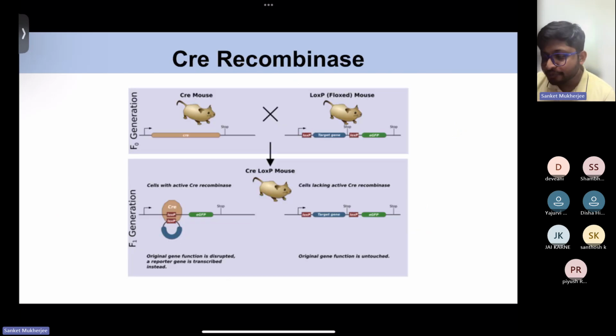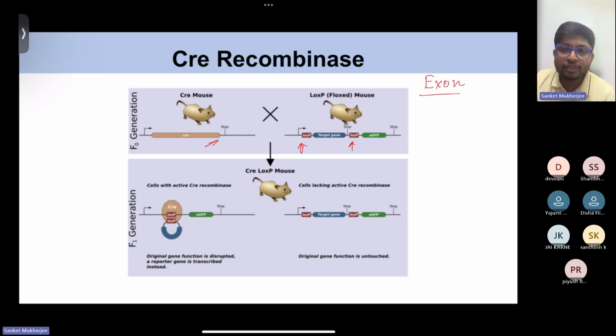So in case of Cre recombination, in the first generation, you see there is a Cre recombinase gene. This gene will basically encode the Cre recombinase protein, and your gene of interest is floxed by the LoxP sites. Right, these are the LoxP sites which will be present on the exons, on either end of the exon. So what is an exon and what is an intron?